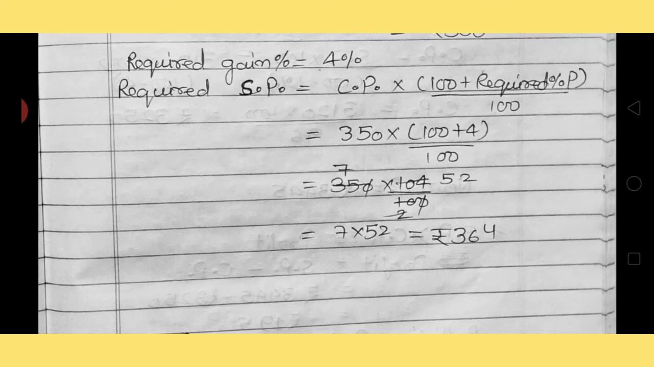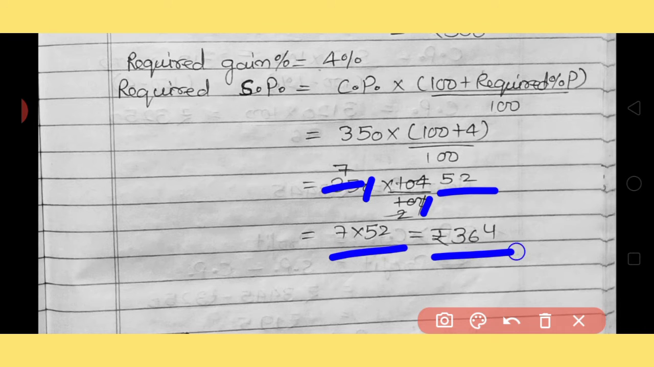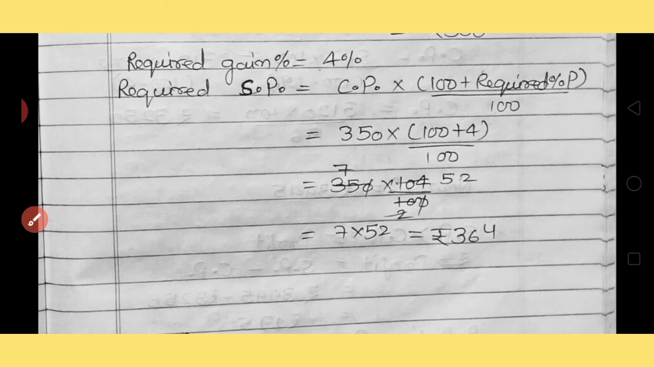So multiply and divide, 0 divided by 0. Now 5 7s are 35, 5 2s are 10, and 104 divided by 2 is 52. 52 will multiply with 7 and it will be rupees 364 instead of 336 rupees. If the shopkeeper sells that object for rupees 364, he will get a profit of 4%.